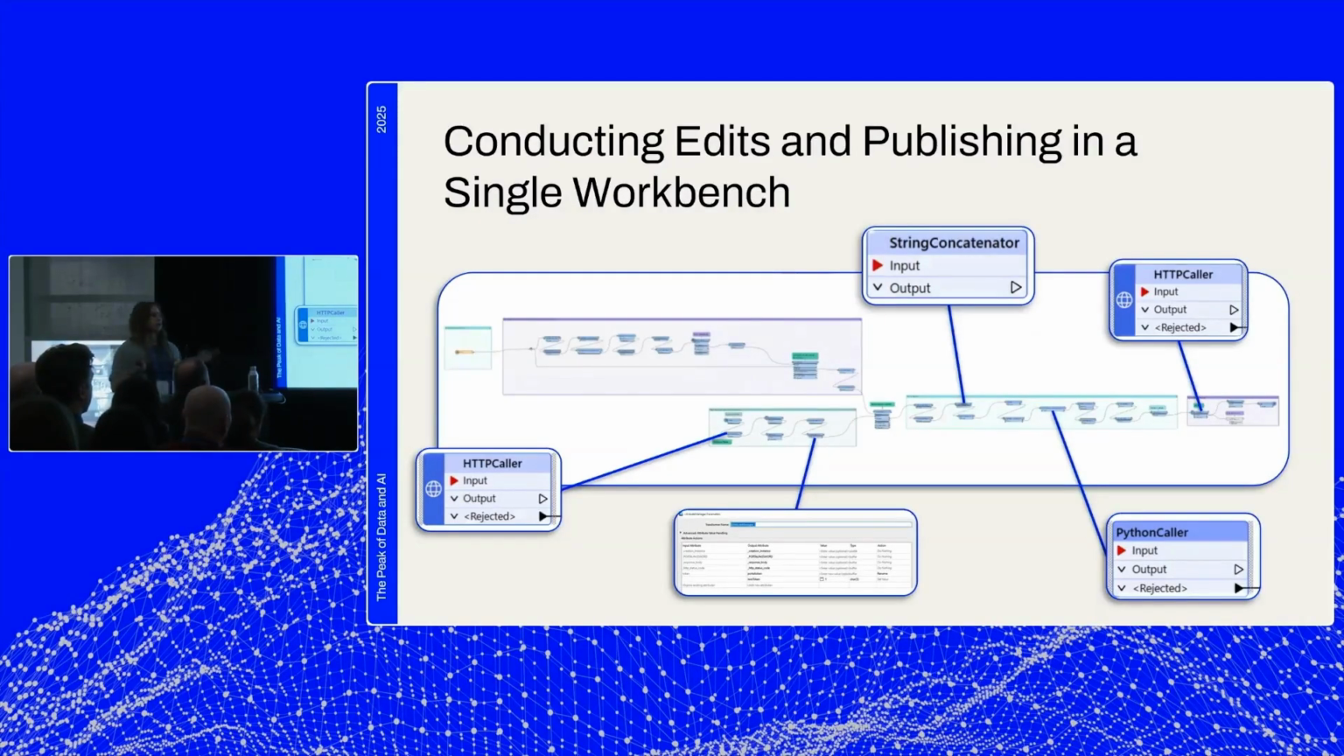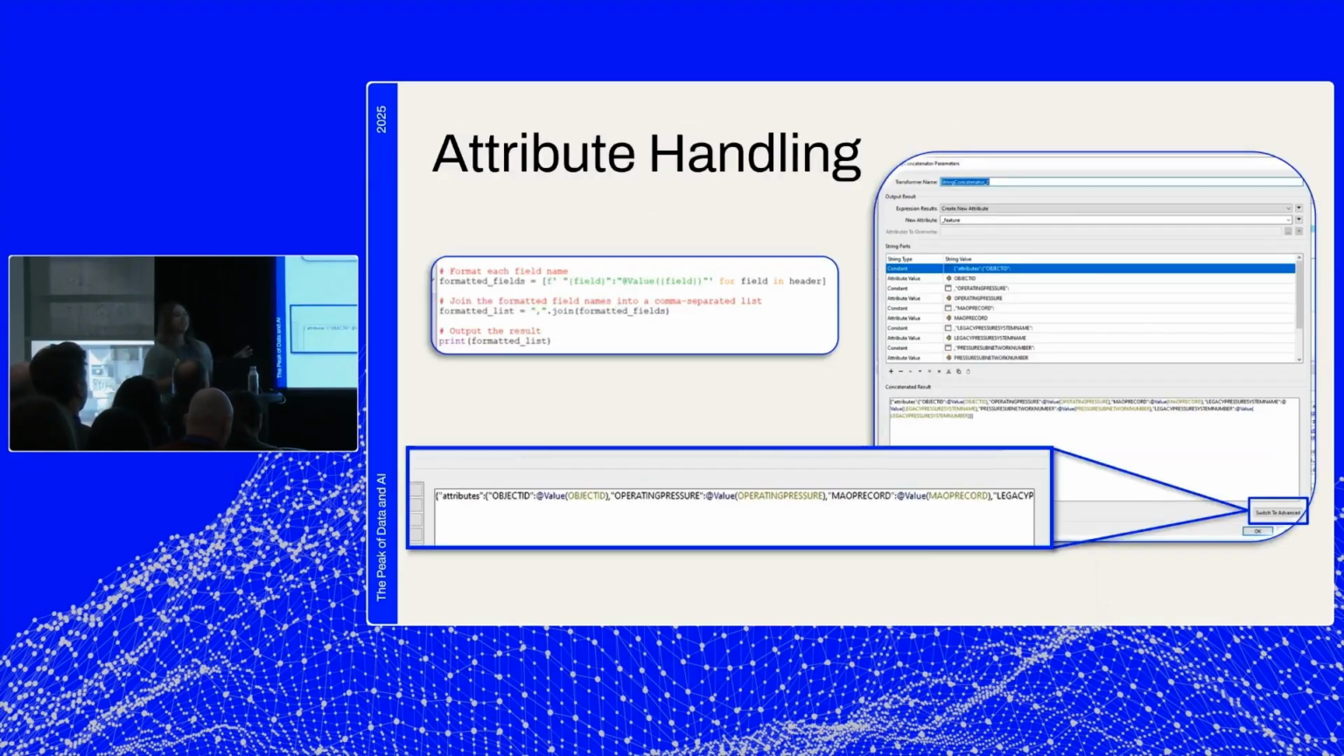So we begin, read our feature service, conduct whatever edits, connect to the feature service by getting it, and then get a token. The real heavy lifting is in the string concatenator transformer.